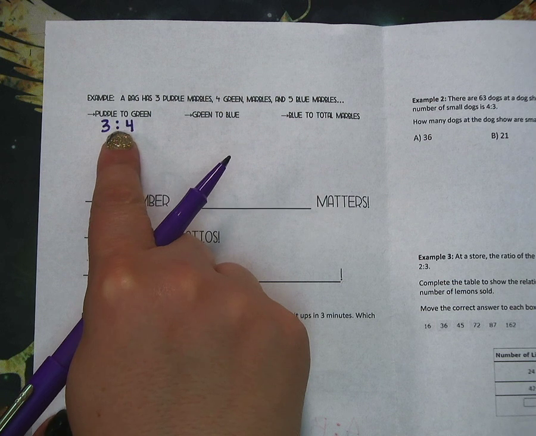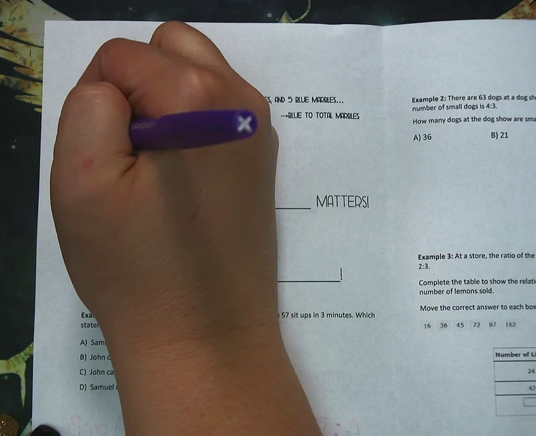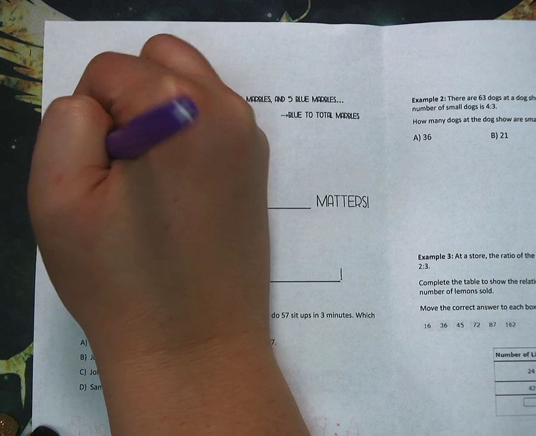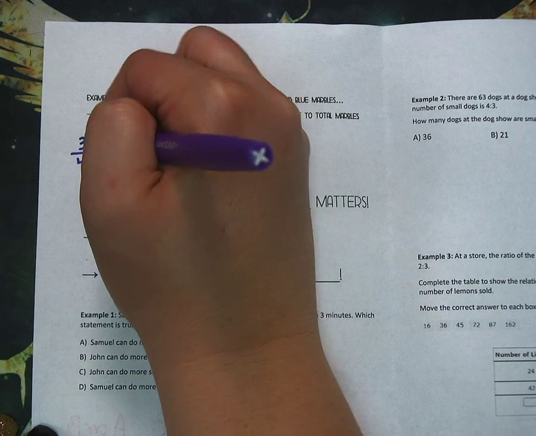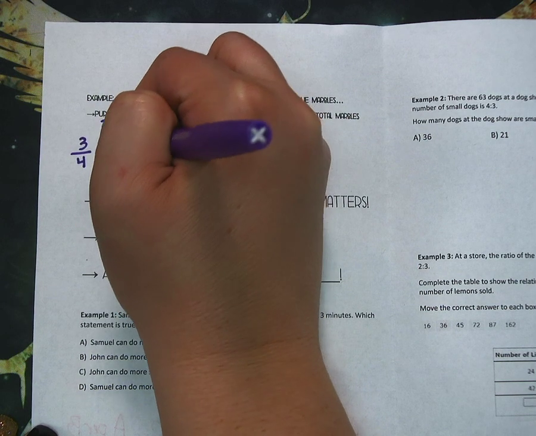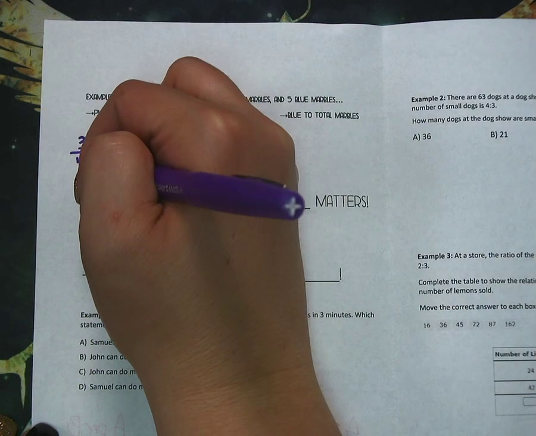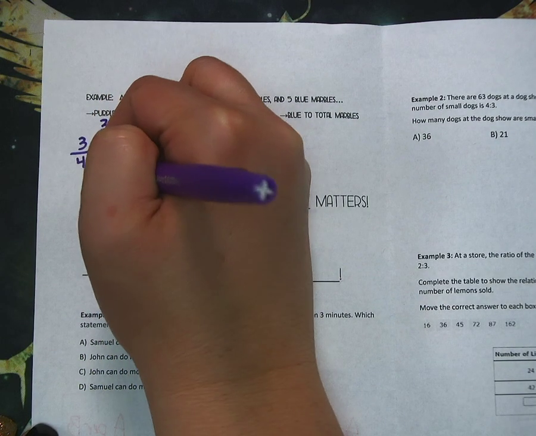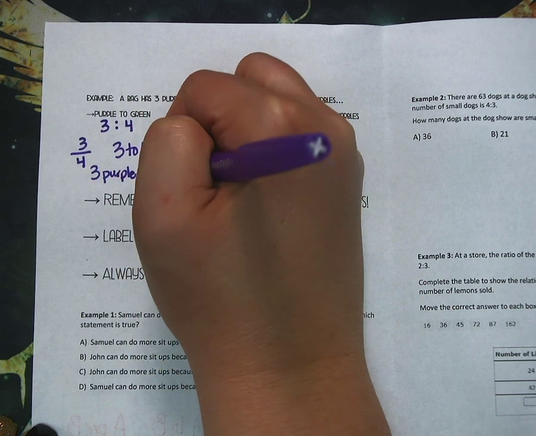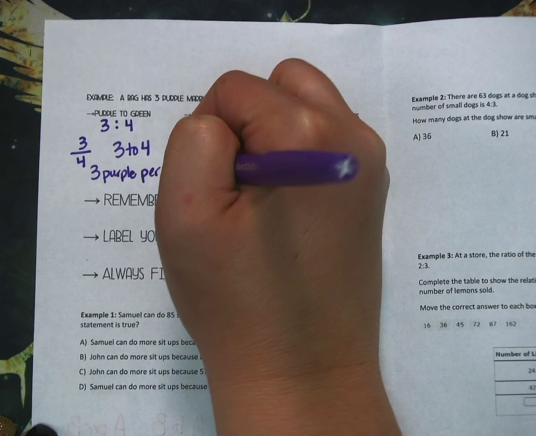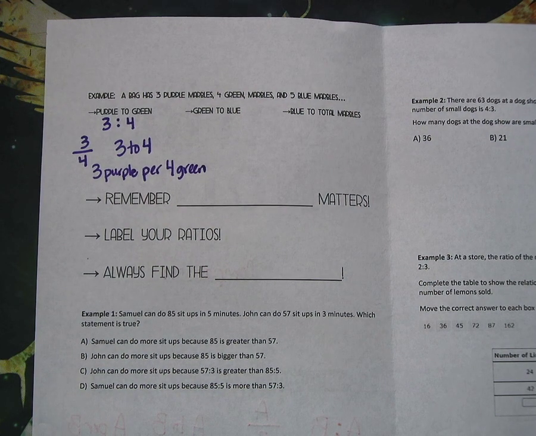That's the most common way you're going to see a ratio. I could also say that as 3/4. I could also use the word to, 3 to 4. And remember, we could say 3 purple per 4 green. So those are all the ways we might write that ratio.